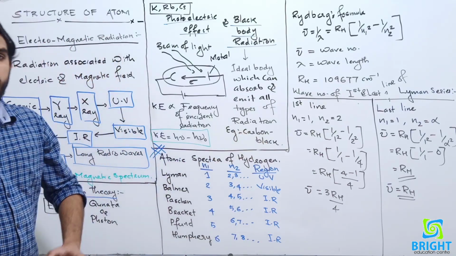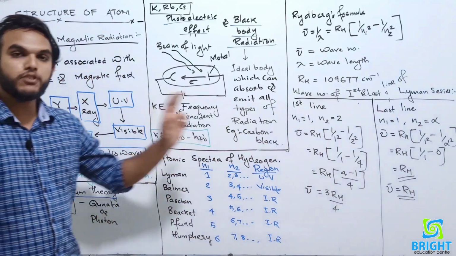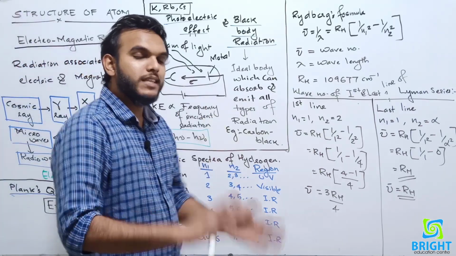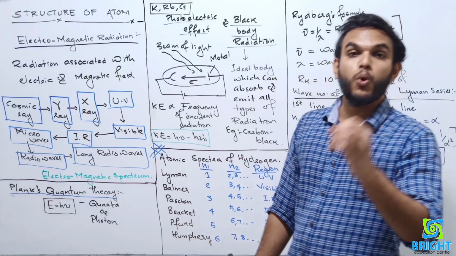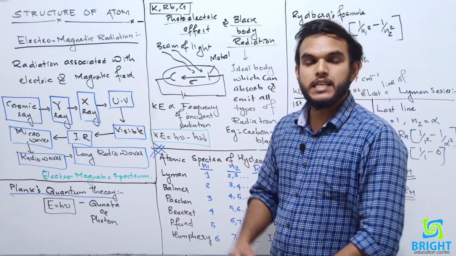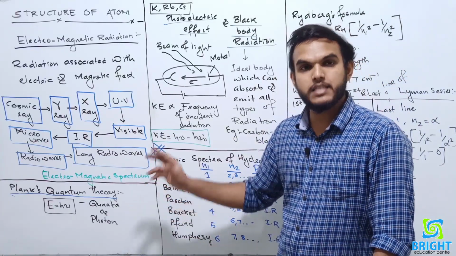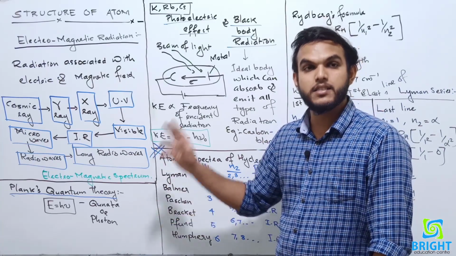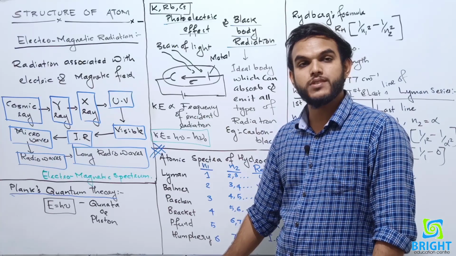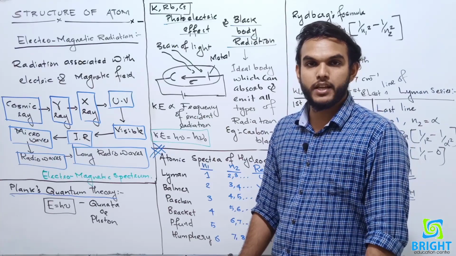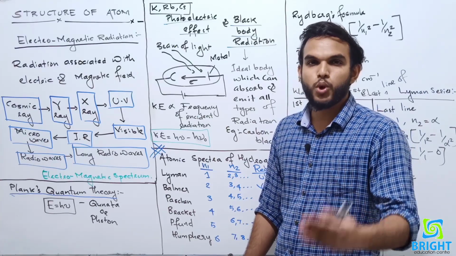Then we are going to the next topic, that is the atomic spectrum of hydrogen. For this atomic spectrum of hydrogen, there are different series. We can use the code LBPBP: Lyman series, Balmer series, Paschen series, Brackett series, Pfund series. Beyond NCERT, there is another one I'm using here, the Humphrey series.